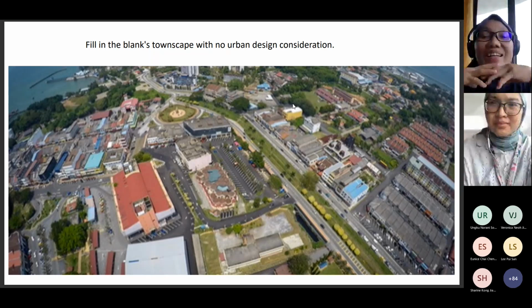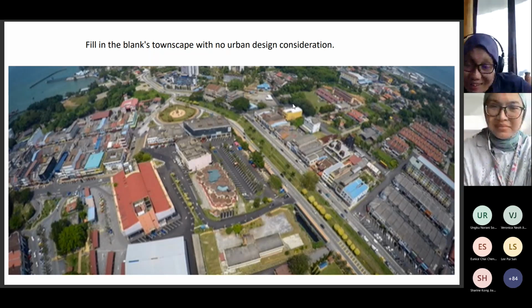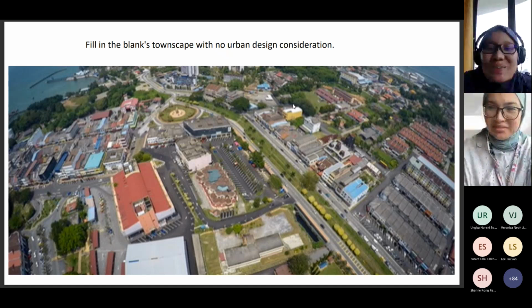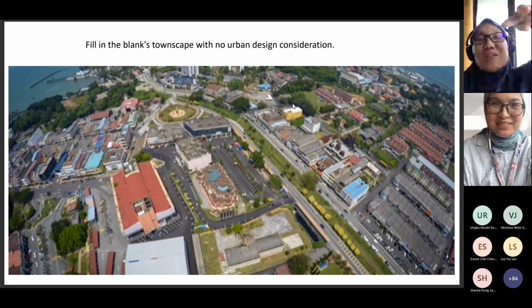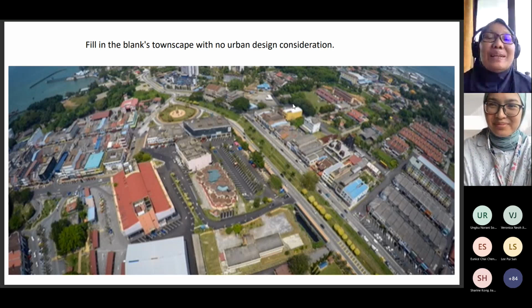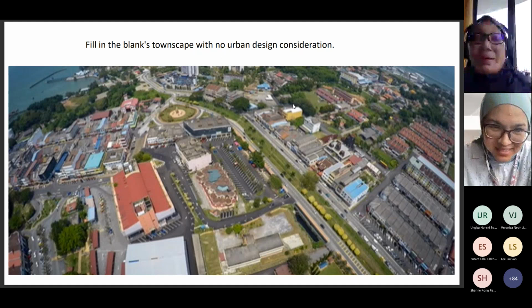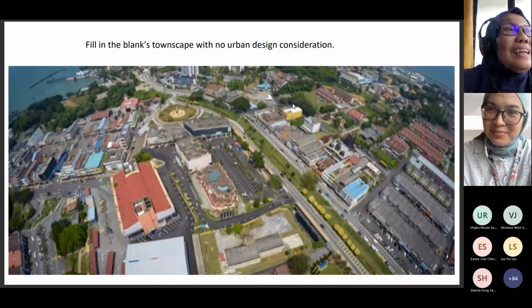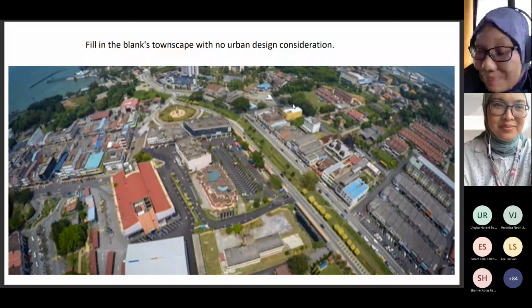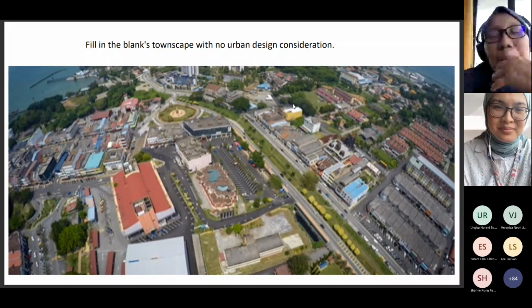Anybody can give a good guess of where this is? Even I now have to struggle to remember where this photo was taken. Why I'm doing this from an area point of view is just to show how the townscape is being created just as a result of filling in the blanks. Filling in the blanks kind of approach. Next.